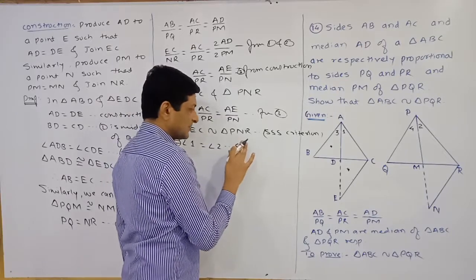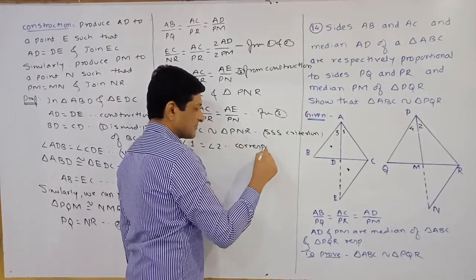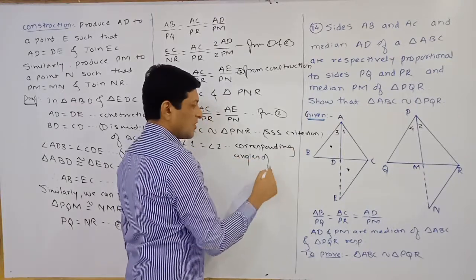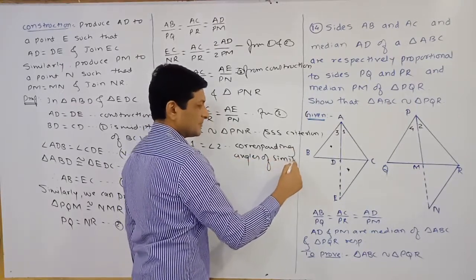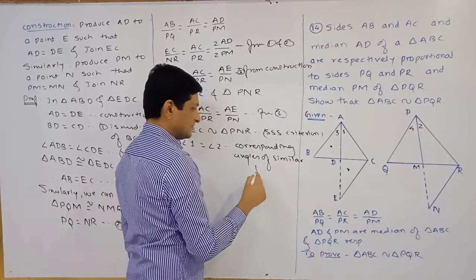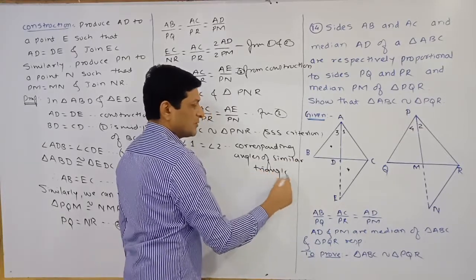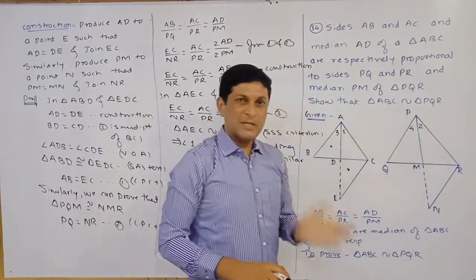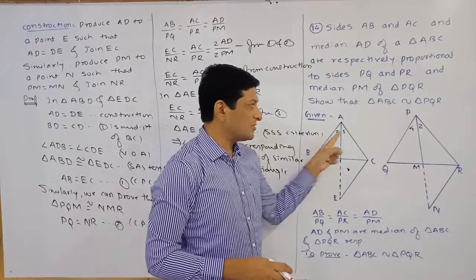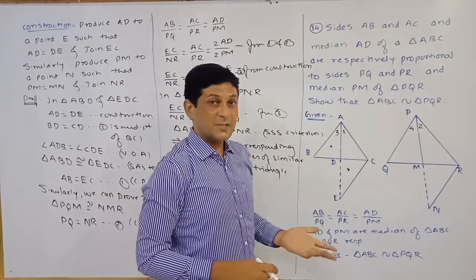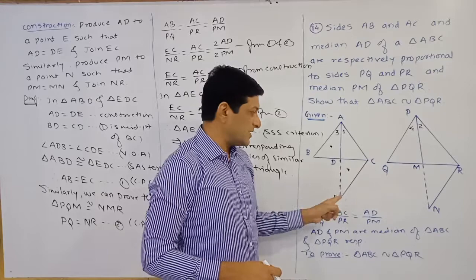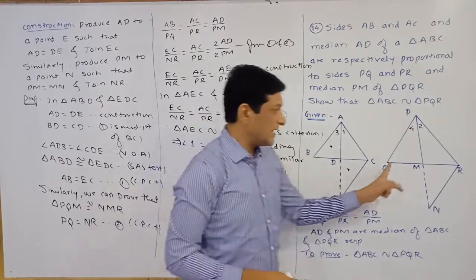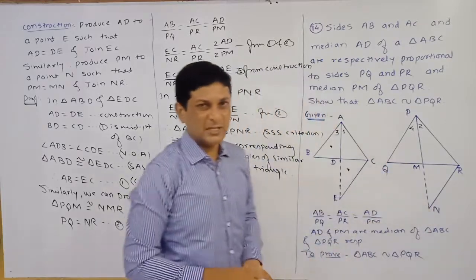Corresponding angles of similar triangles. Now whatever method we have applied to show that angle 1 is equal to angle 2, the same method we have to apply to show that angle 3 is equal to angle 4. But in that case, what is our construction? Instead of joining CE, join BE here and join QN. Means exactly the same method we are applying.